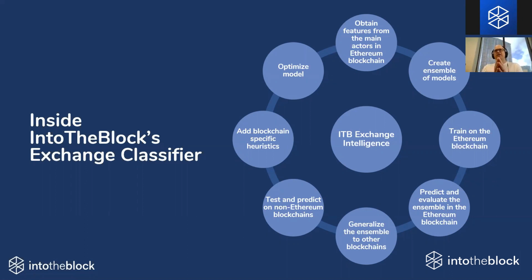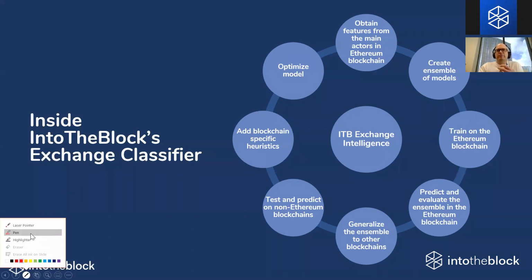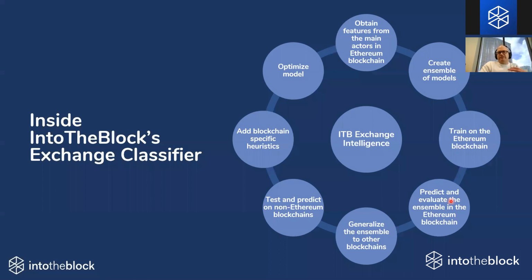Then we created a ton of different machine learning models that would tackle some regression, some trees, some combination of things that could help us predict or classify whether an address was an exchange. Then we trained that model on the Ethereum blockchain, did predictions, evaluated the performance, optimized it, and figured out that the performance was very, very good.